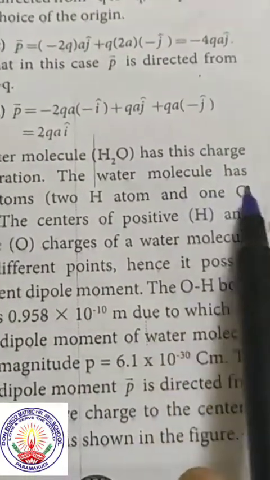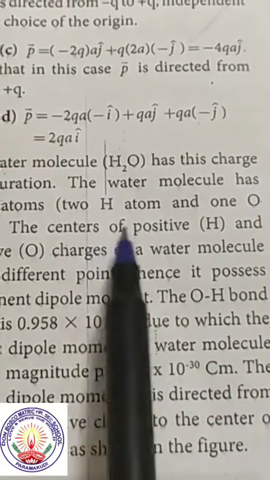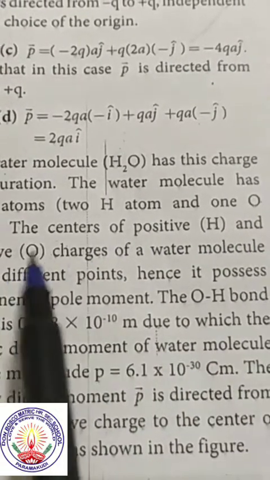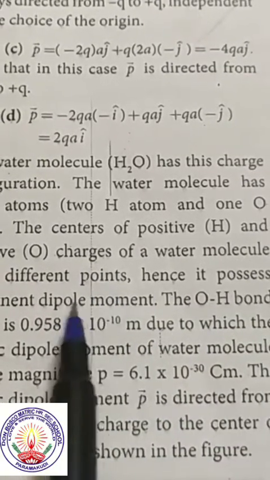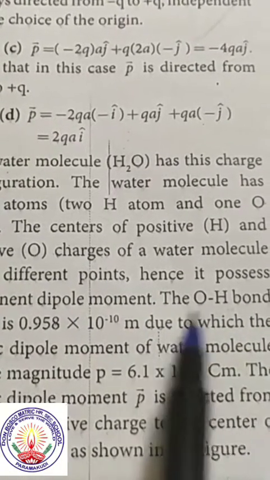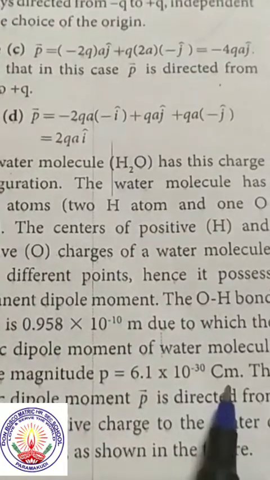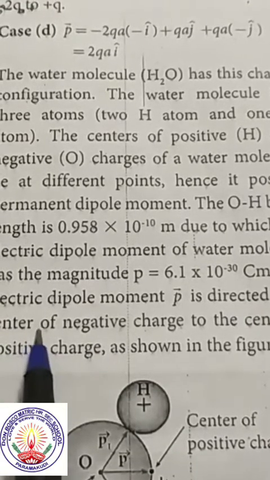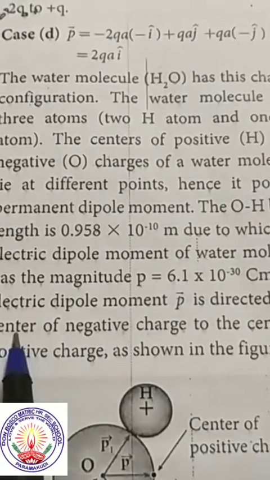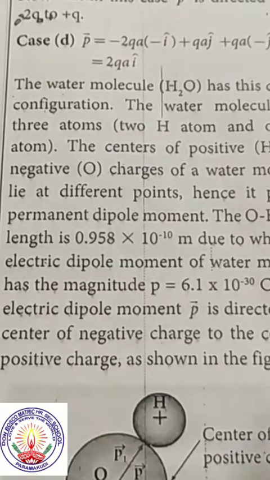Water molecule has 3 atoms, so H atom, one atom. So the positive H and negative oxygen, hydrogen and oxygen. So for the water molecule, what are the given values? If we take the OH bond, the length is given, the given length, and the dipole moment P. So next we have to find the center of negative charge to the center of positive charge.